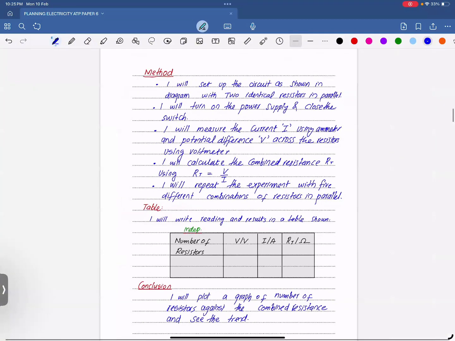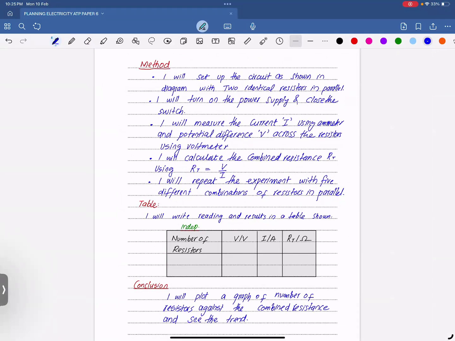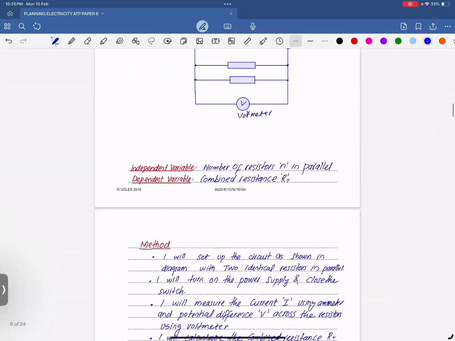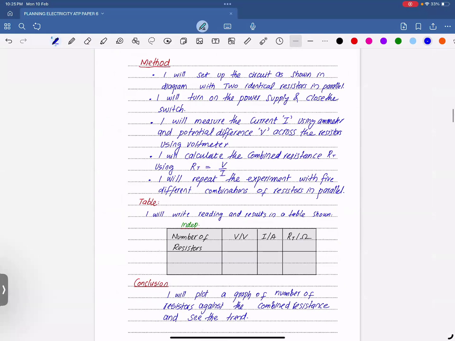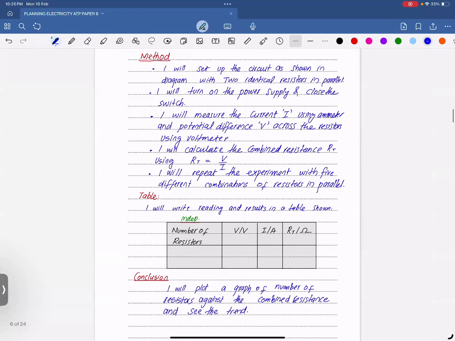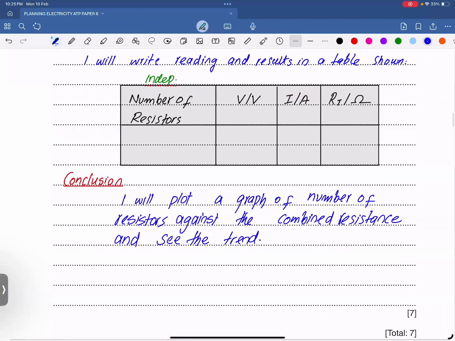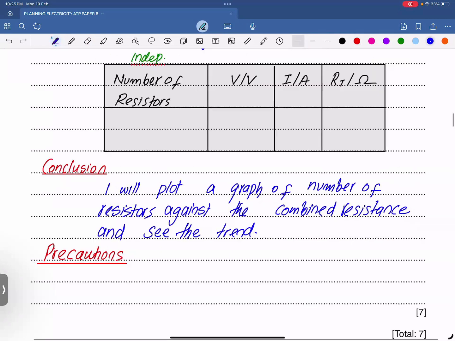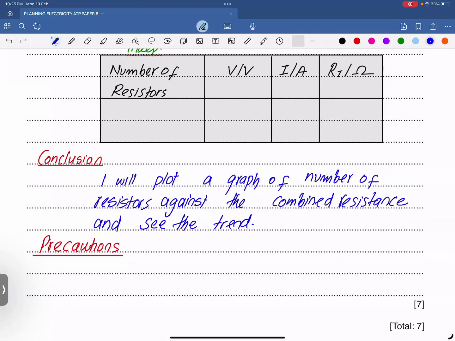Again, my dear students, this is an ideal question for planning the method, the table, the conclusion, the diagram, independent variable, dependent variable. Everything that was asked, we did it. As you know, the points usually follow the protocols. If you want to add additional points, you can say precautions. One of the best precautions in electricity is to use low current to prevent wires or resistors getting hot.